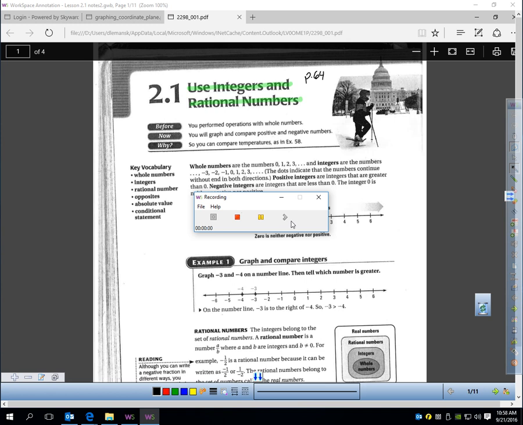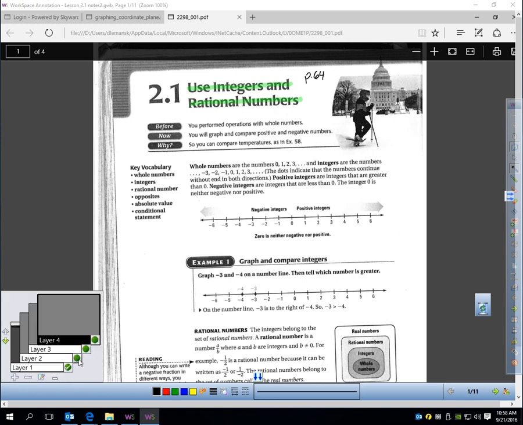Hi, and this is Lesson 2-1. You're on page 64. We're starting Chapter 2 today. And this first lesson is entitled Using Integers and Rational Numbers. And you'll notice we have plenty of vocabulary to get to, so let's get started with that.